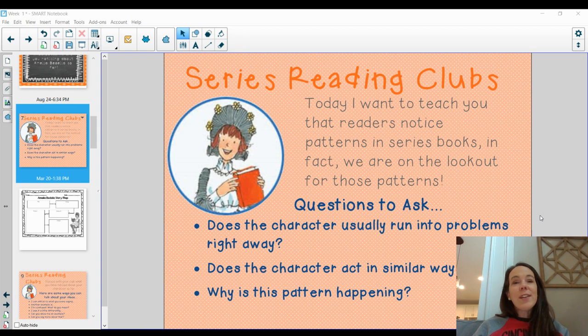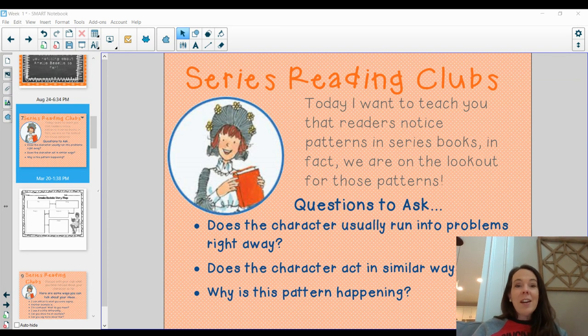Hey guys, so what we're going to talk about today is I want to teach you that readers notice patterns in series books. In fact, we are on the lookout for those patterns. So with our character, Amelia Bedelia, I want you to think about how she has acted in the last two books. Okay, here's some questions that you can ask yourself.